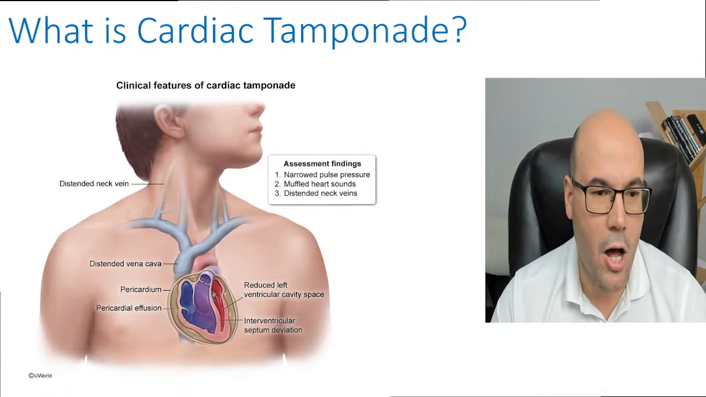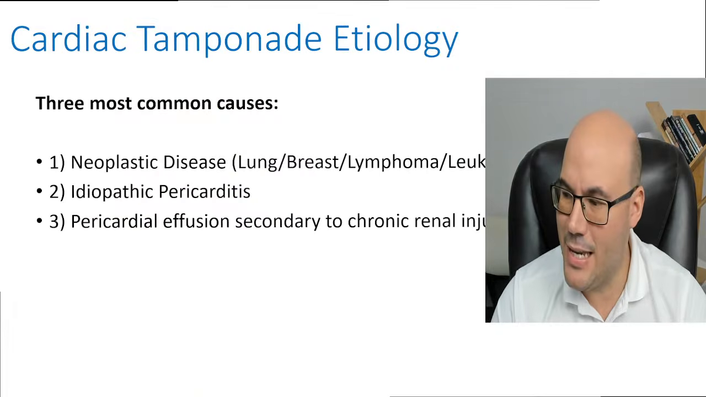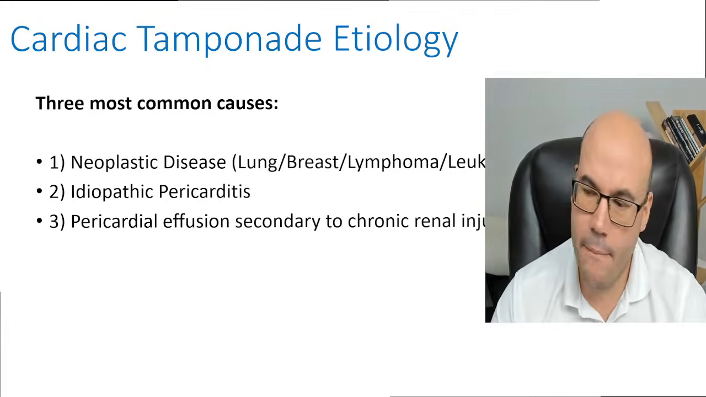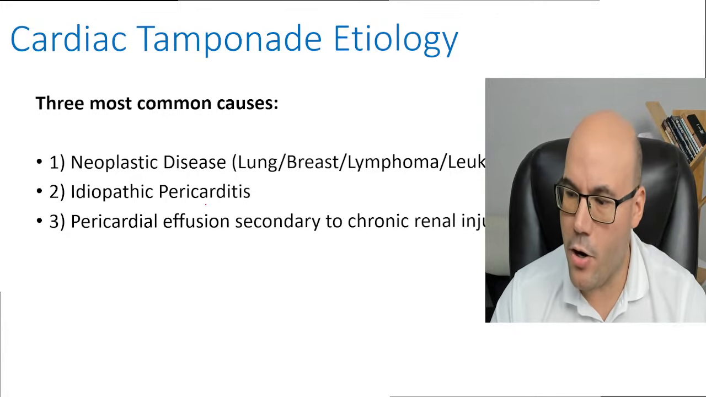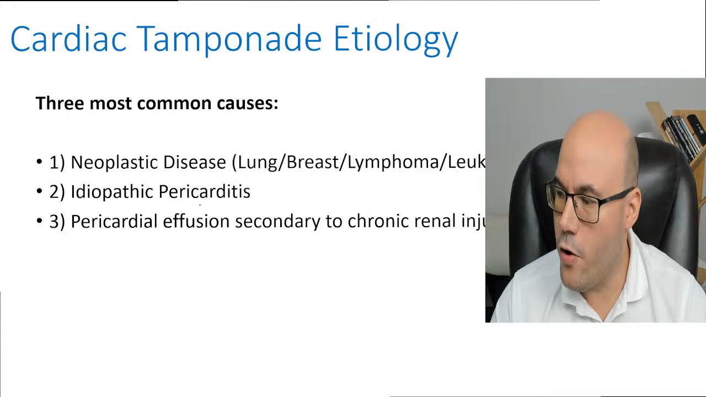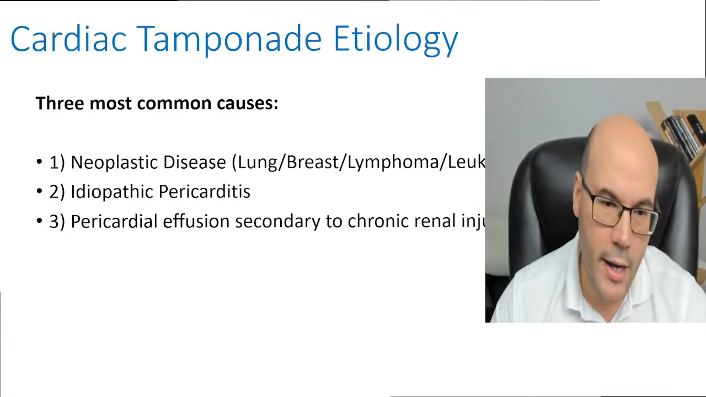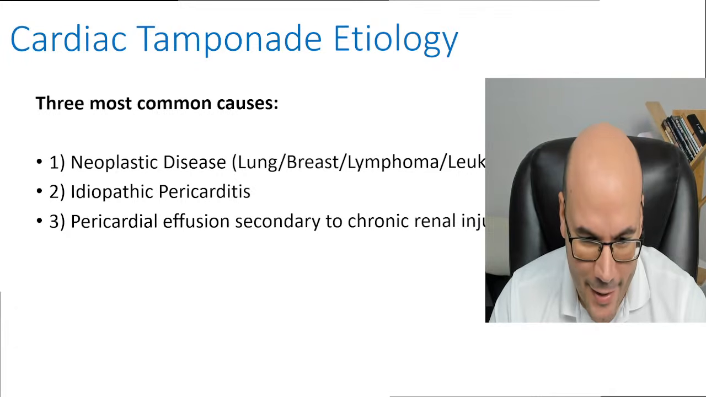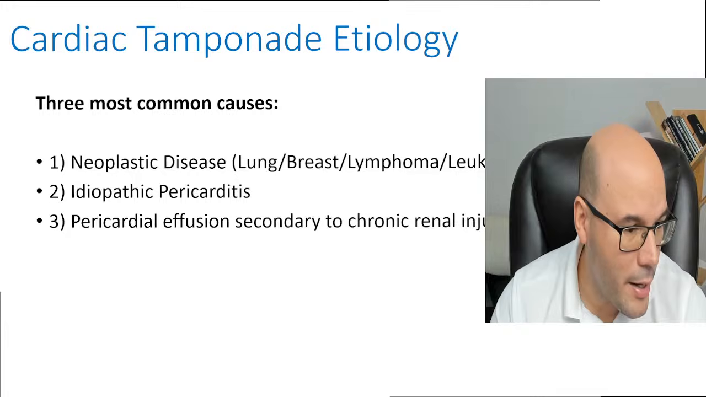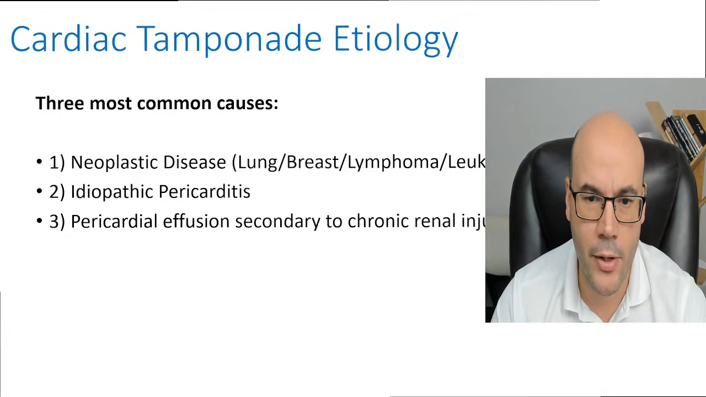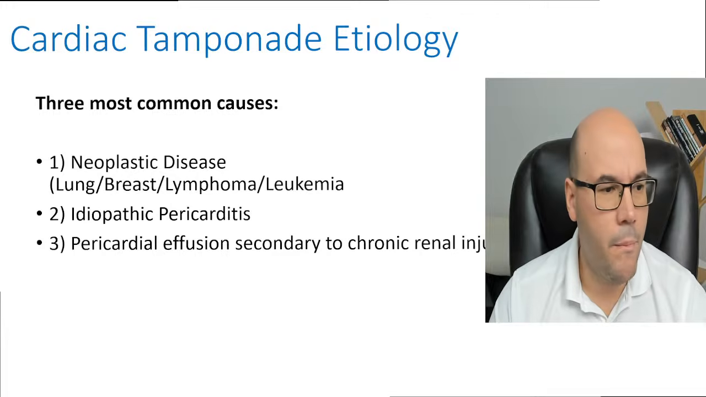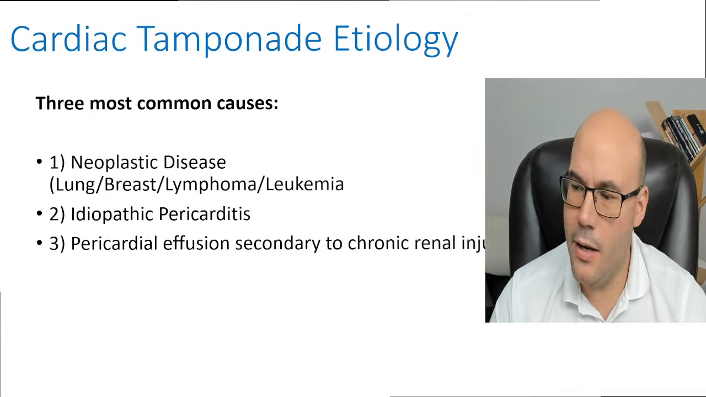The 3 most common causes: neoplastic disease, basically lung, breast, lymphoma, leukemia; idiopathic pericarditis; and pericardial effusion secondary to chronic renal injury. Okay, let me change this slide real quick so you can see completely everything that I wrote here. There you go. Should be a little bit better there. Okay, so these are the main 3 causes.